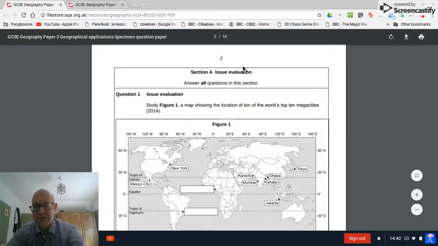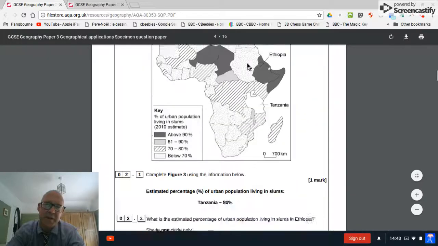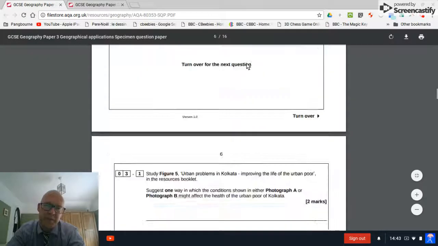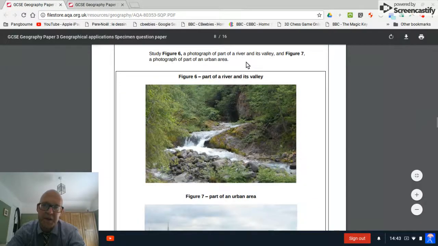So let's look at section B. And again, remember, you've got to do every single question. Section B is where they examine the fieldwork. I'm going to race you through a few of the questions that are asked and see how you get on with just understanding them.